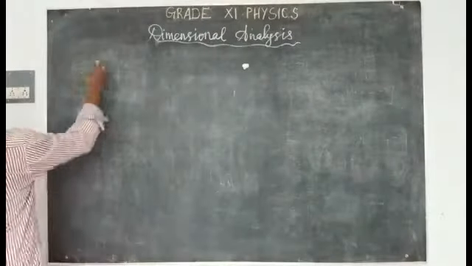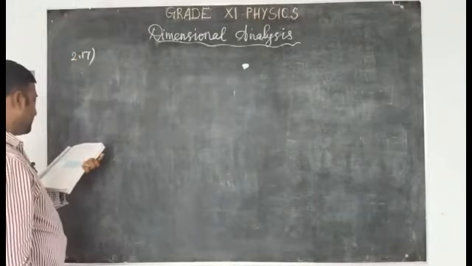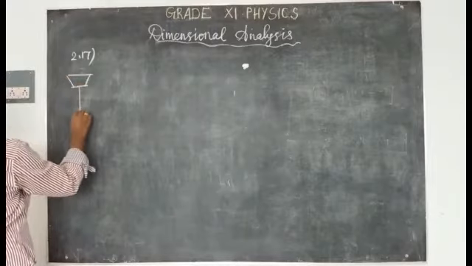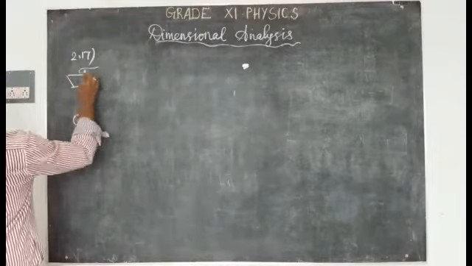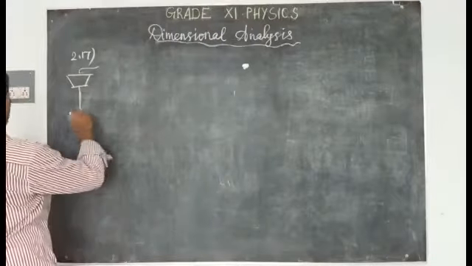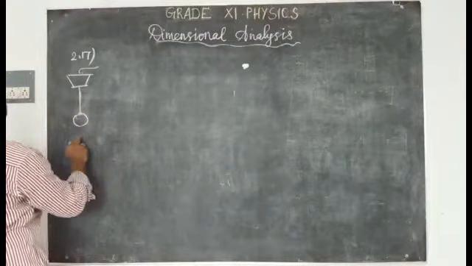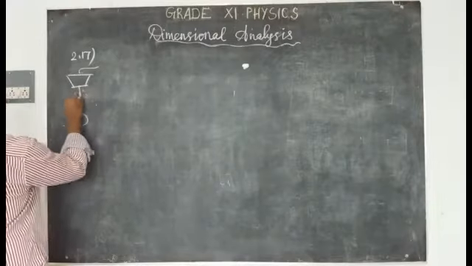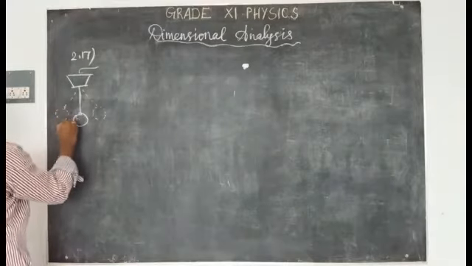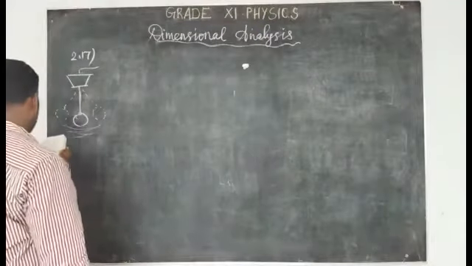Example 2.17. Consider the simple pendulum. We know the simple pendulum. Consider the simple pendulum having the bob attached to the string. The oscillation is under the action of the force of gravity. The pendulum executes to and fro motion, oscillation. It is due to force of gravity.